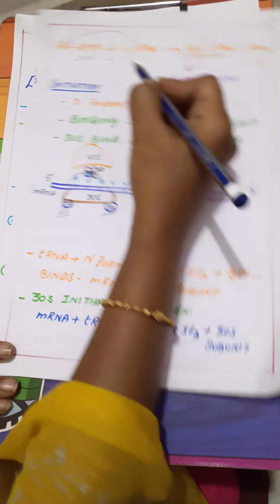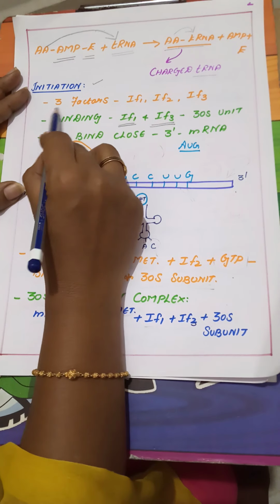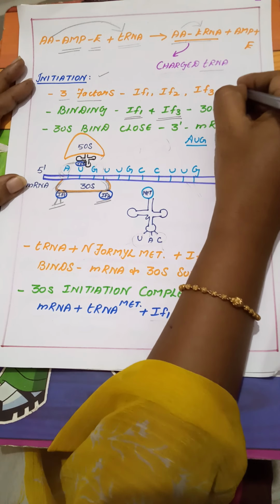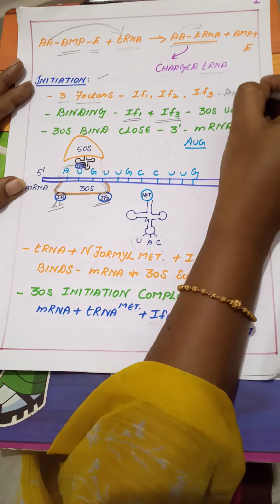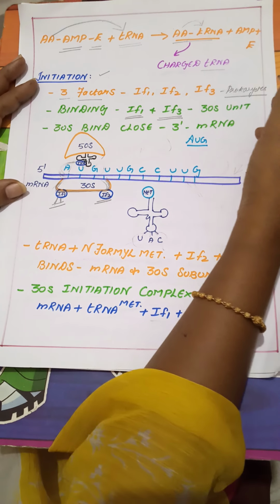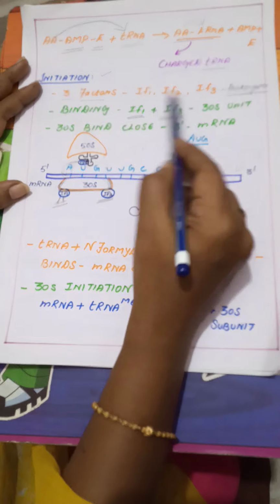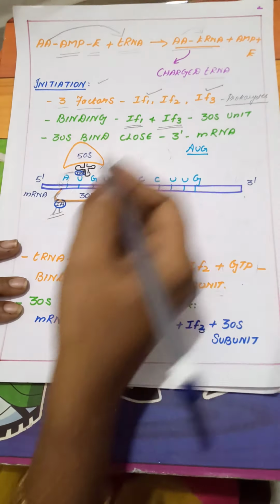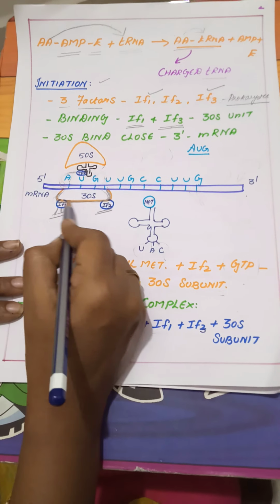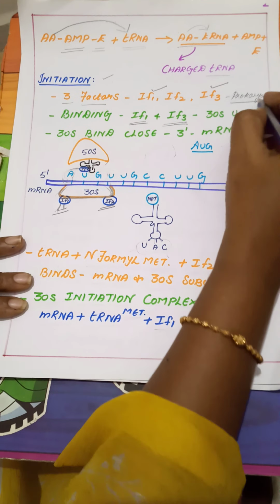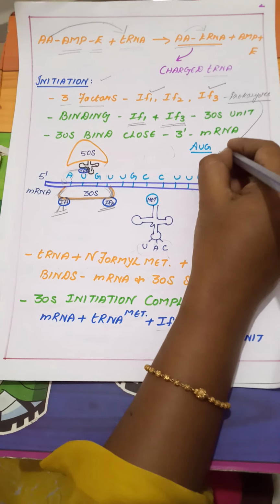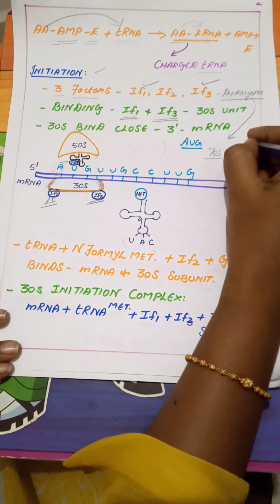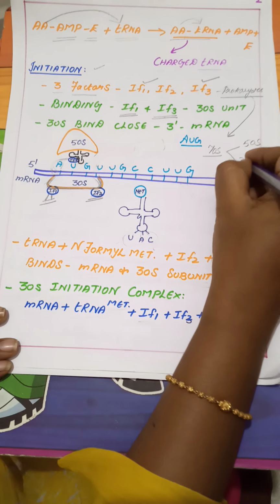The first step, called initiation, starts. Here it requires three factors, that is IF1, IF2, IF3 in the case of prokaryotes. What are these IF1, IF2, IF3? They are proteins. Of these three, IF1 and IF3 require the binding of 30S. 30S is a ribosomal subunit. In prokaryotes, a 70S ribosome is present. In this 70S, there are two units, the larger unit called 50S and the smaller unit called 30S.